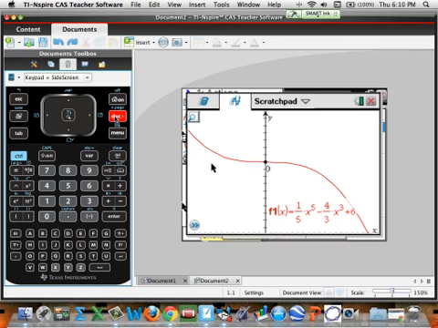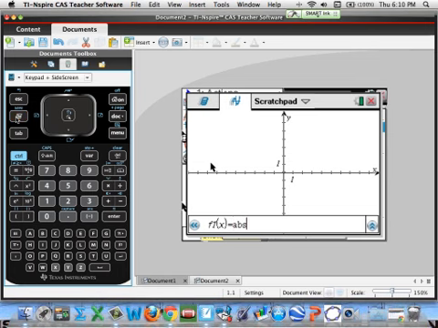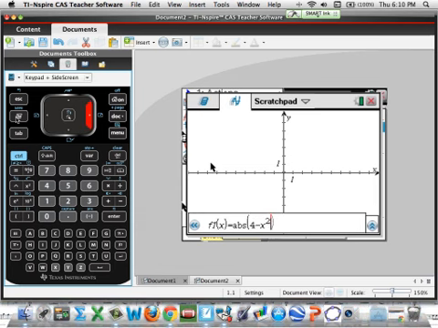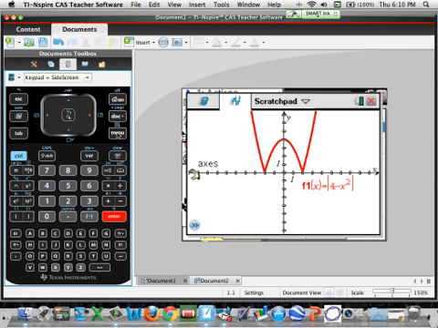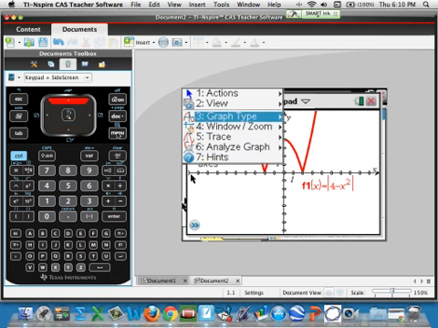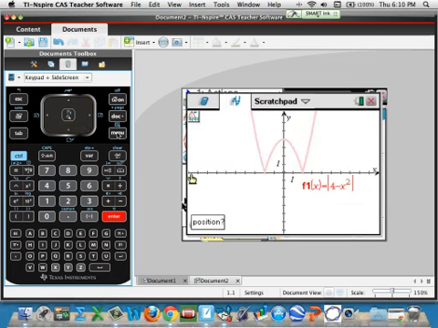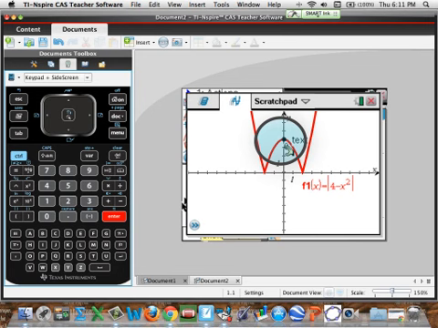Okay, now let's take a look at another function. This one's going to be the absolute value of 4 minus x squared. And let's use that same command where I see local maxes and local mins. So we want analyze graph dy dx. So I think there's a local max at 0. Okay, and once again it tells me the slope there is 0.